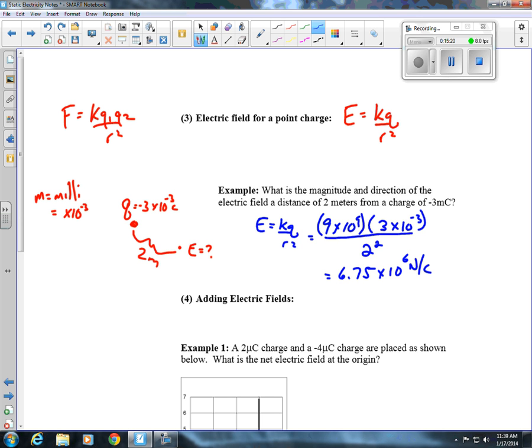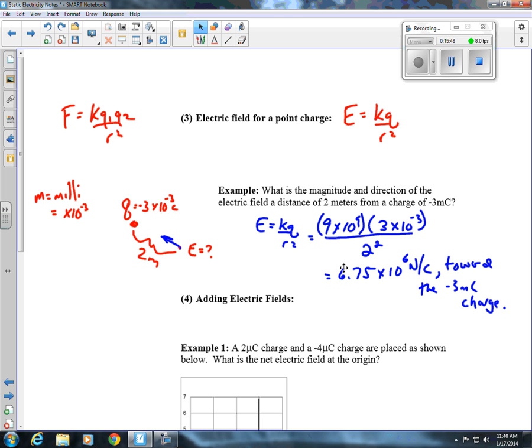Now we have to figure out the direction. So I go back to my point. Remember, I'm finding the electric field at this point, not at the charge. And which way do electric fields point? Do they point towards negatives or away from negatives? They point towards negatives, so it's going to be this way. So we could say toward the negative 3 mC.